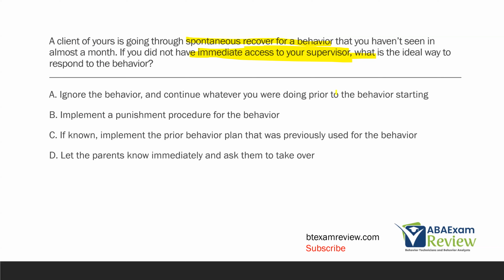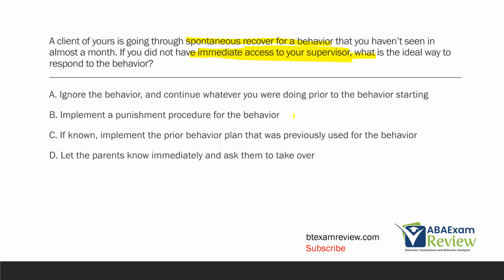A, ignore the behavior and continue whatever you were doing prior to the behavior starting. Well, you can't just ignore the behavior. We don't know what the behavior is. It could be aggression, it could be property destruction, it could be dangerous. But we can't just ignore it and act like it's not happening because it is happening. Even though we got rid of it before, now it's back. We have to do something. B, implement a punishment procedure for the behavior. Well, we don't want to implement punishment, right? Punishment's the last resort.